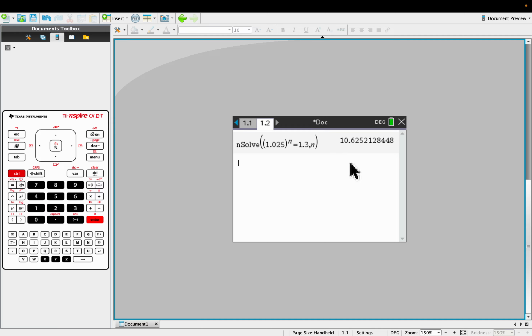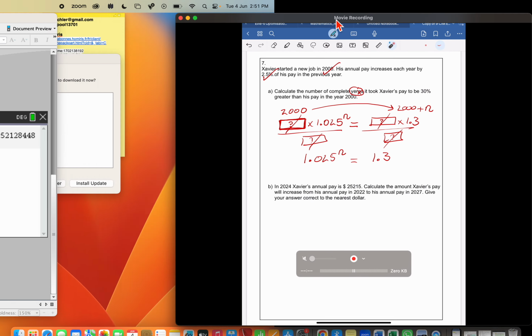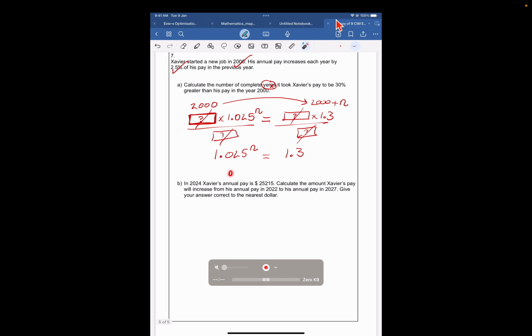All right, 10.63. Let's just go back to this guy here, 10.63. So the solution to this is n equals 10.63. But it does say calculate the number of complete years, right? The number of complete years. So we know that n has to go up to 11 years, all right? Now, once you've got this idea of the multiplier going forward, part B is just that little bit easier.